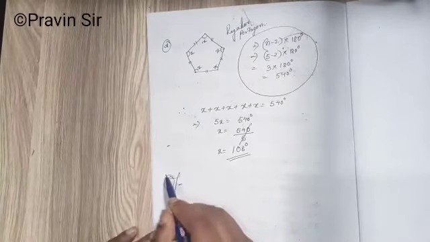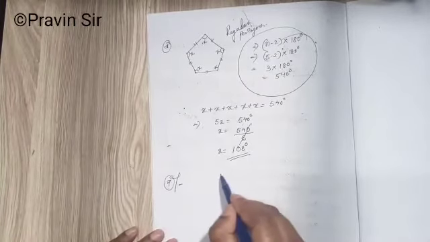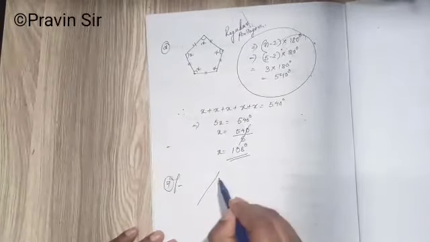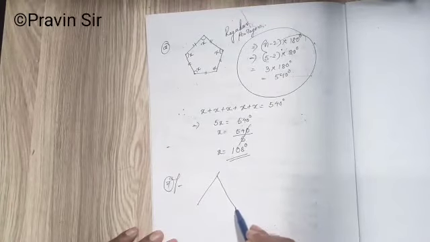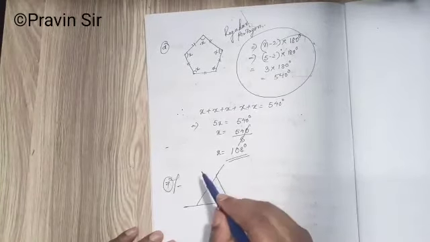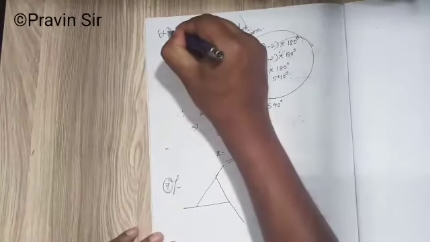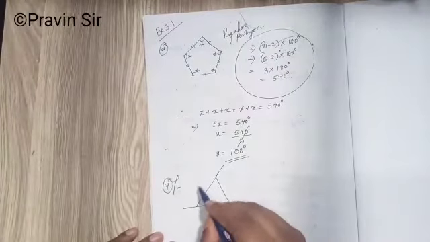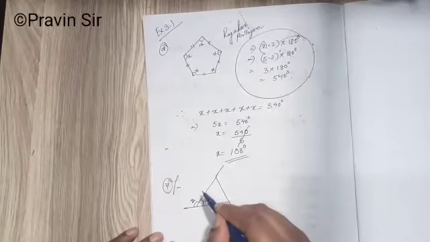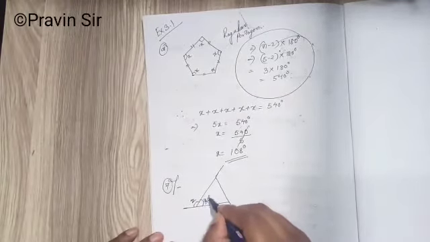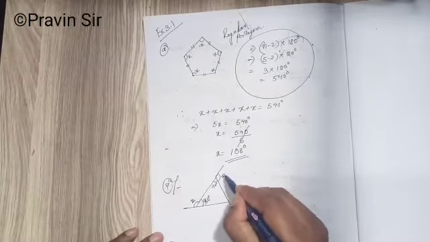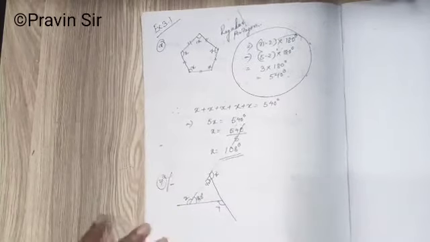Let us see what this question says. Here also some figures are there. This is one figure. You see question number 7 of exercise 3.1. So this is z, this is x, this is 30 degrees, this is 90 degrees, this is x, and this is y. Correct?